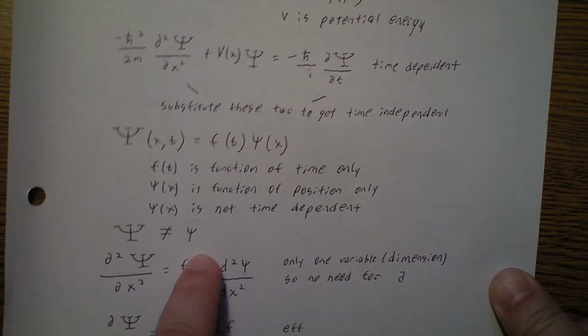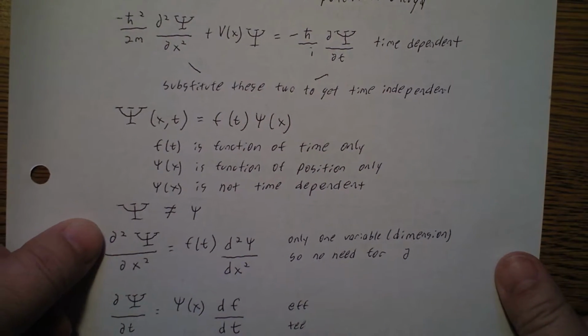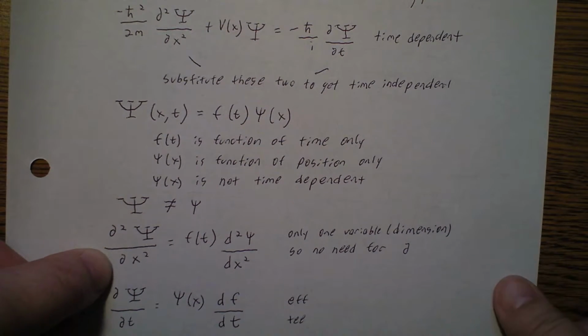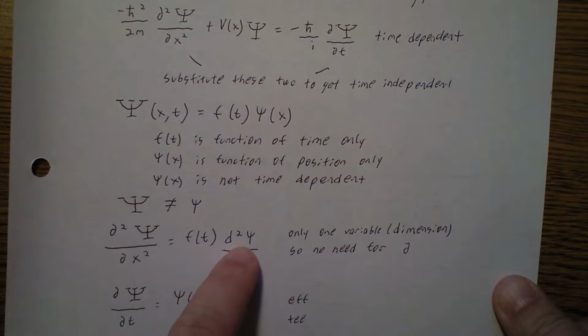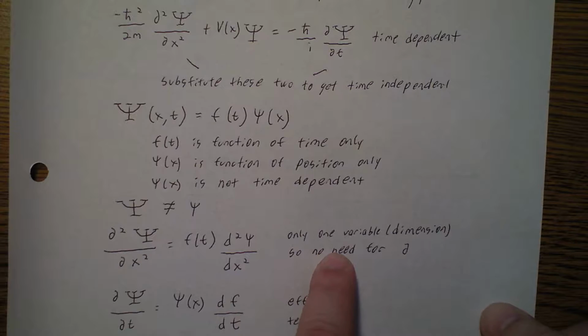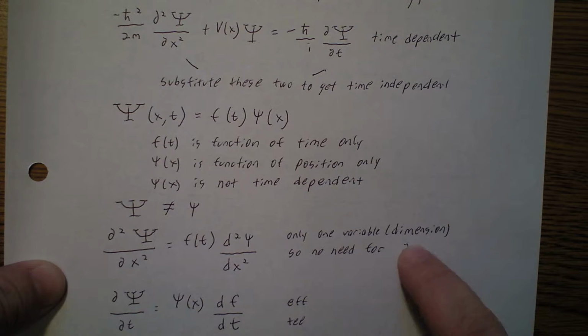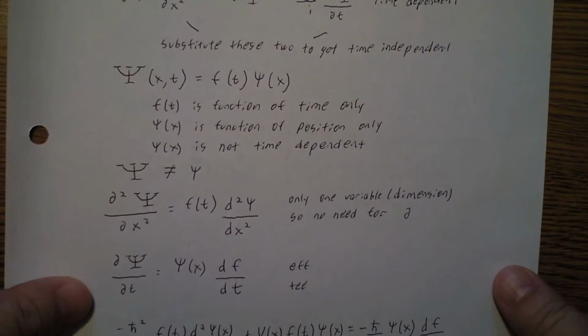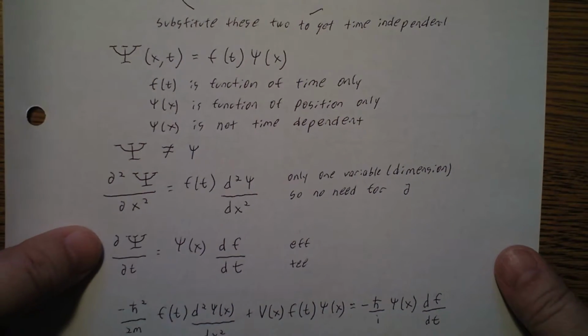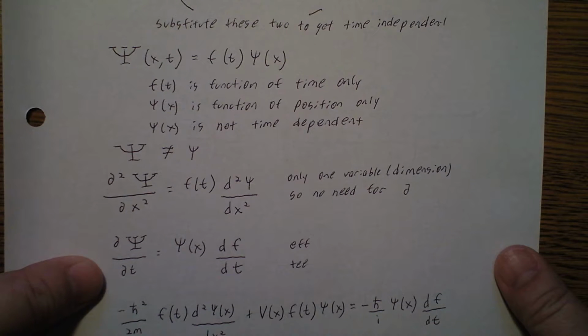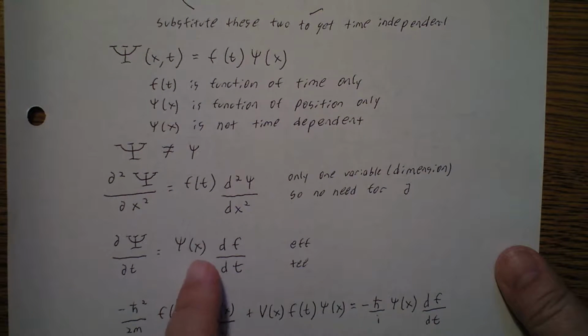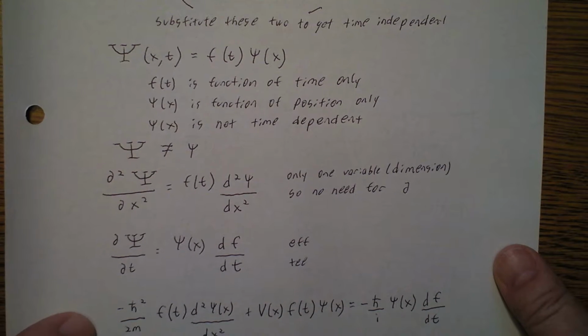Time dependent, time independent. So we have the second derivative of psi with respect to x squared is equal to a function of time times the second derivative of lowercase psi with respect to x. This is only in one variable or dimension, so there's no need to put the del symbol for partial derivative. So we get the partial derivative of psi with respect to time is equal to psi of x times the derivative of this function with respect to t, f prime of t, just in case you can't read my handwriting.